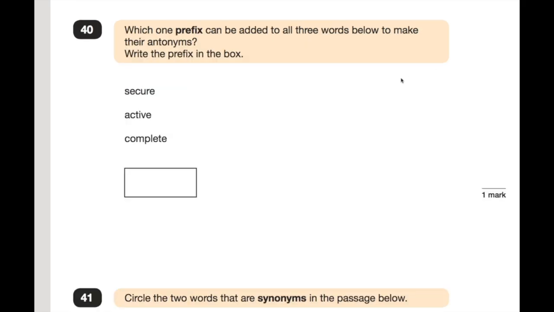1,344 metres. Number 40, test your knowledge of prefixes. Which prefix can be added to all three words? Now we know a prefix goes before the word. It's normally a few letters and it changes the meaning of the word. So which prefix can go before secure, active and complete? Well, I know that one is in, because insecure is a new word. Inactive and incomplete all make sense. So in is the prefix.